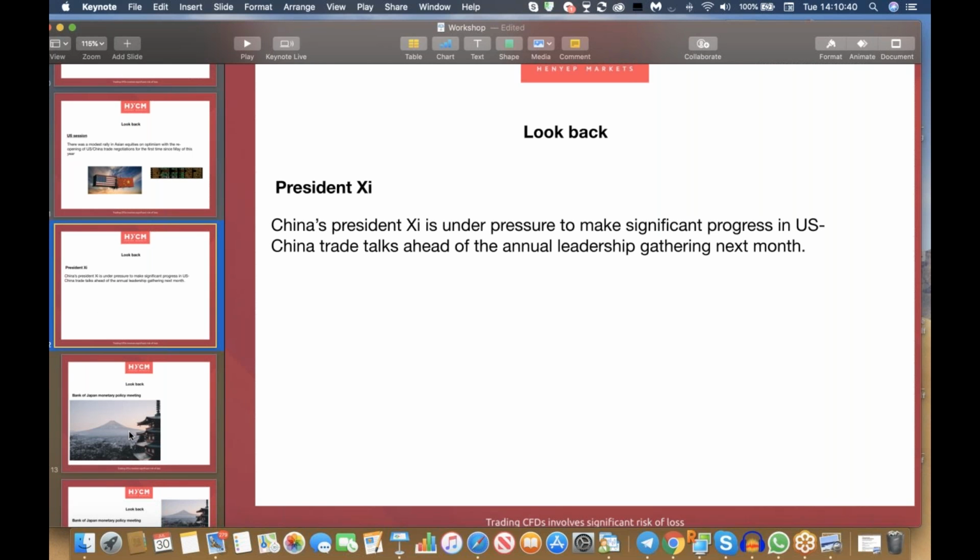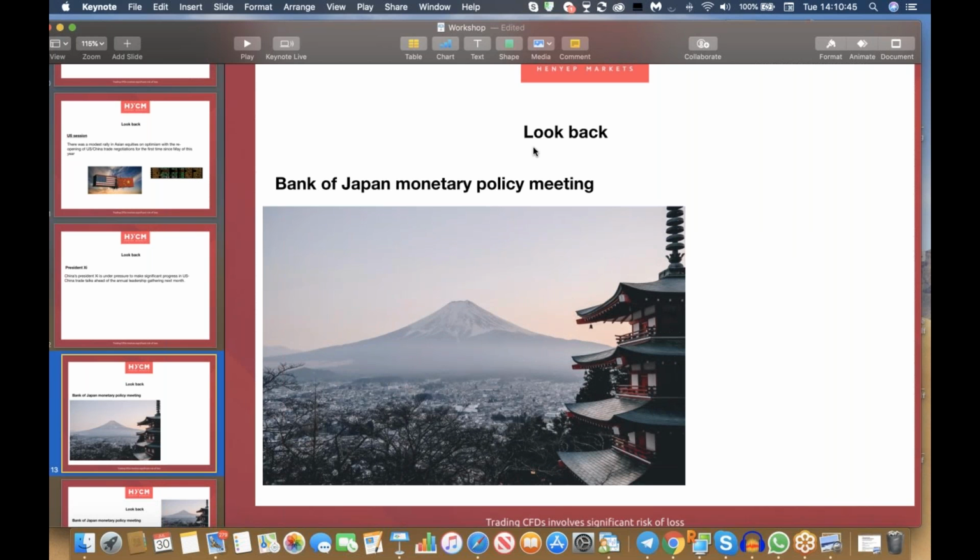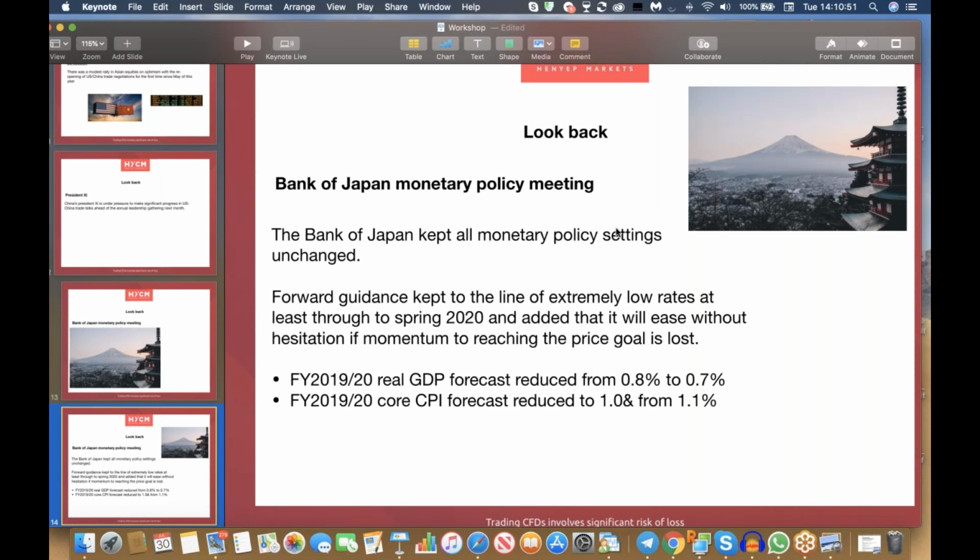Another event that took place in the Asian session, which was one to really look out for, was the Bank of Japan monetary policy meeting. Now, the Bank of Japan, they've kept all their monetary policy settings unchanged. There were some expectations that maybe they were going to be adding some dovish measures. There was going to be maybe an interest rate cut, or they were going to increase some quantitative easing or push out their forecasts for keeping interest rates low. But they didn't. They kept their forward guidance the same. They kept the monetary policy settings the same. And they just said, we're going to keep having low rates through to spring 2020.